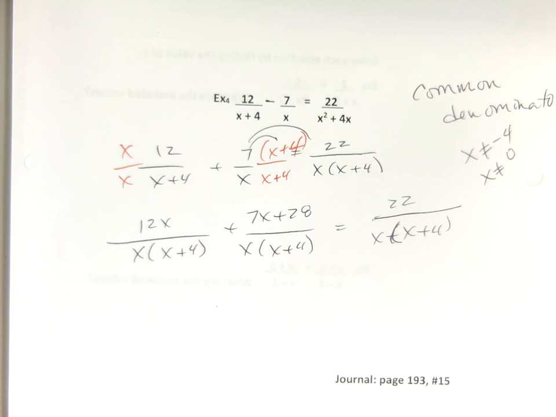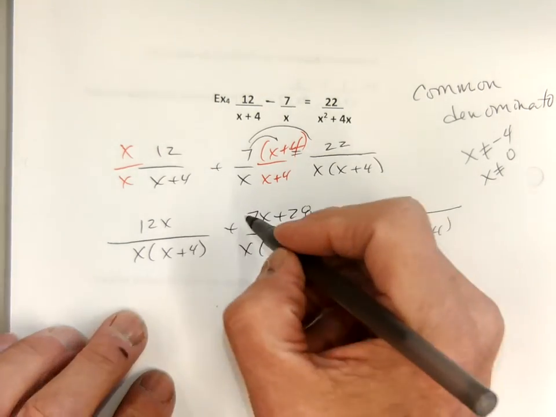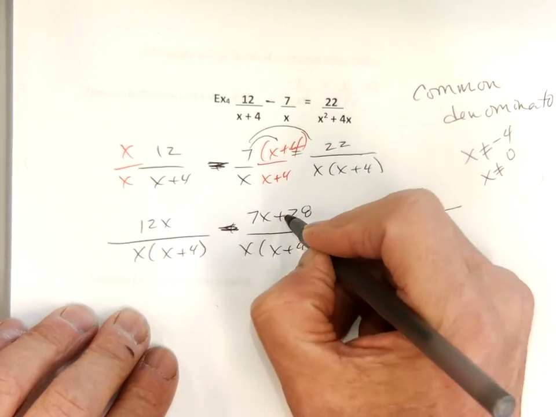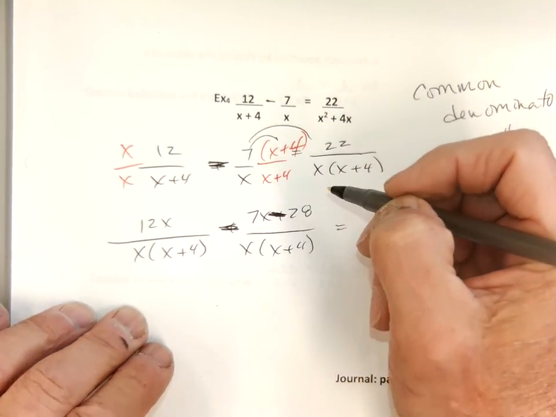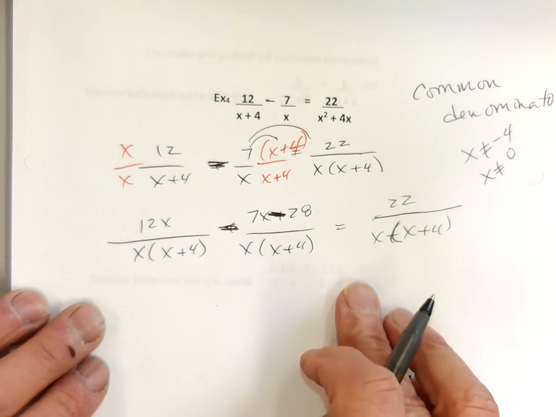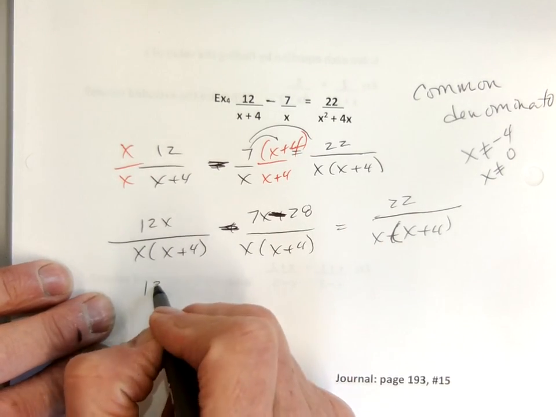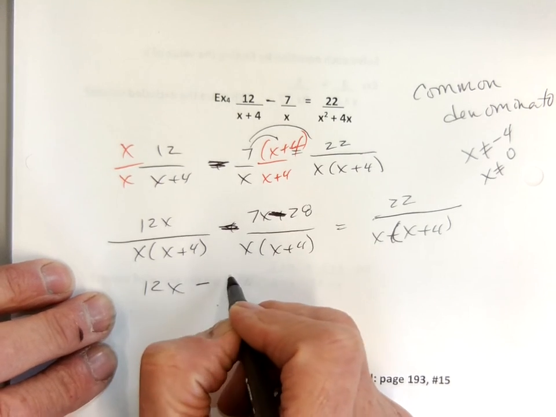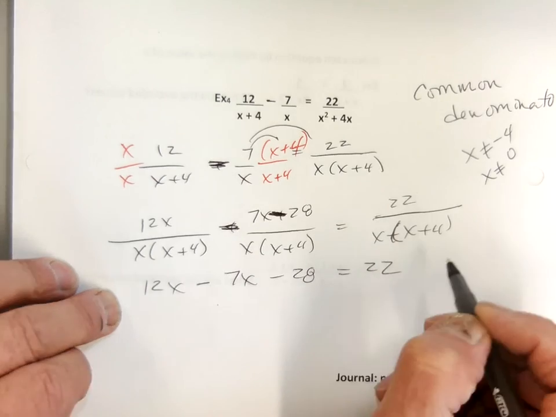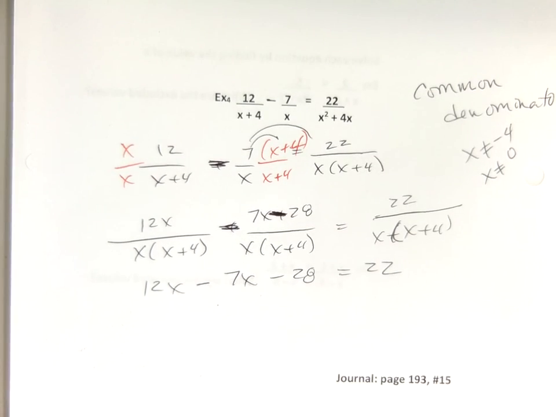So then what you're left with is, yeah. Is it a minus 7 over x? Oh, yes, thank you, thank you, thank you. So let's make that a negative 28. Thank you, yeah. Guys, I never make mistakes, do I? So then what I have is 12x minus 7x minus 28 equals 22. Now that problem's pretty easy, isn't it? Looked like a really hard problem.